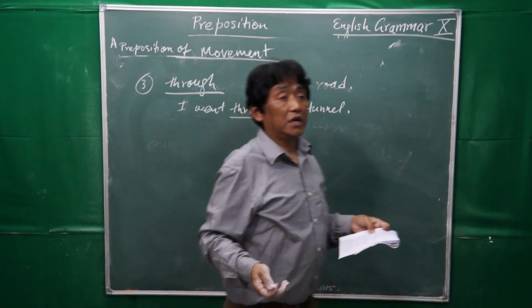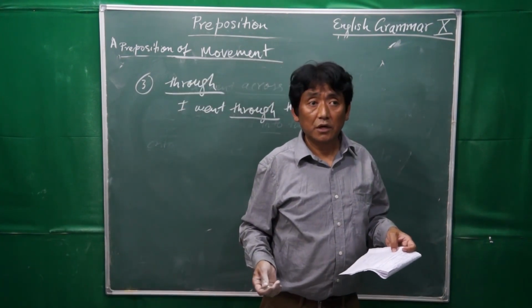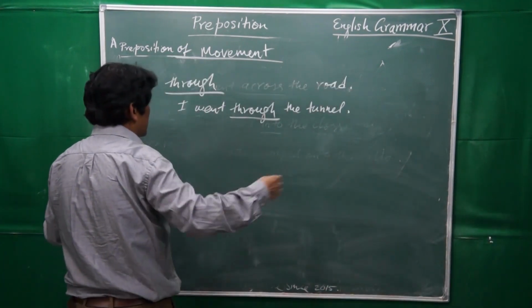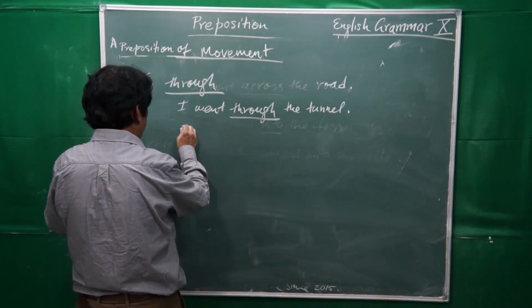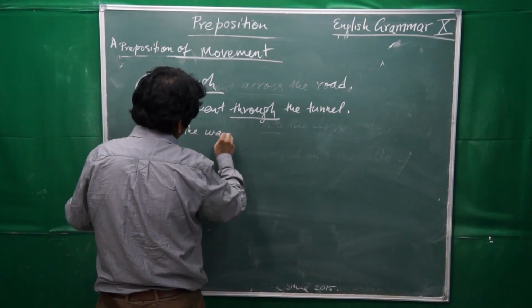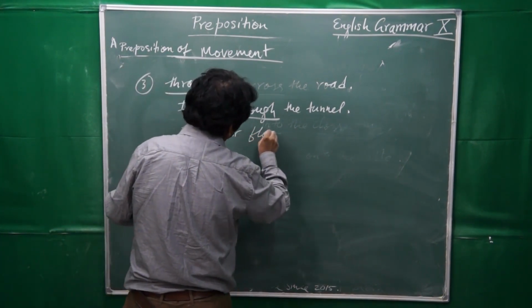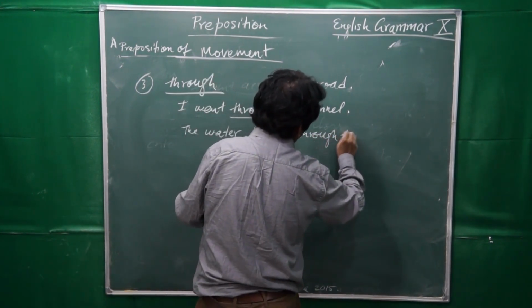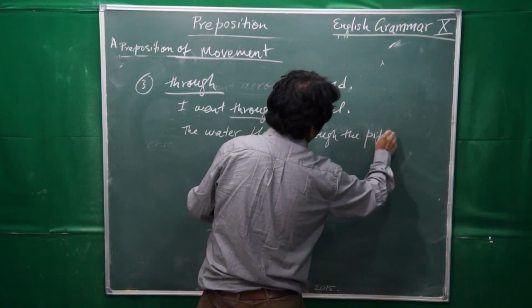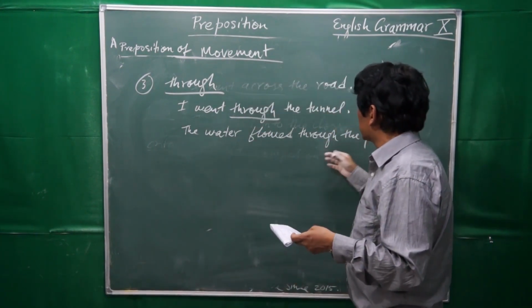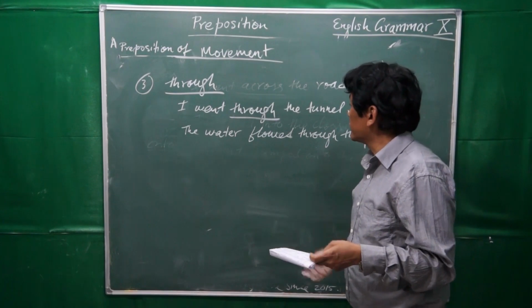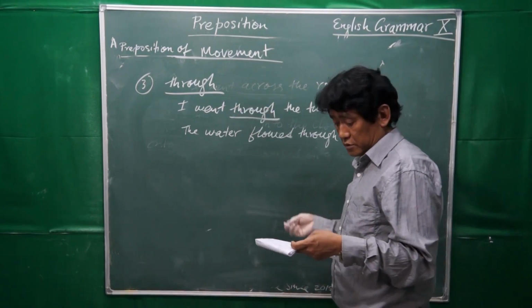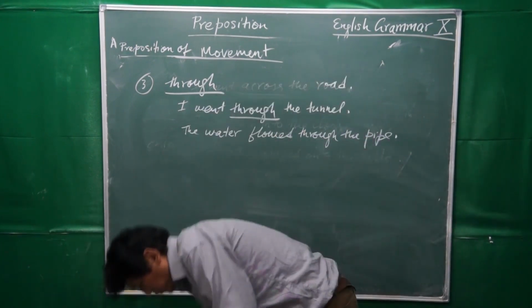You can say I came to the school through the jungle. Alright? You can say that also, from the jungle, in the middle of the jungle. And then you can say the water flowed through the pipe. The water flowed through the pipe. This is how you can use the preposition through as the preposition of movement.